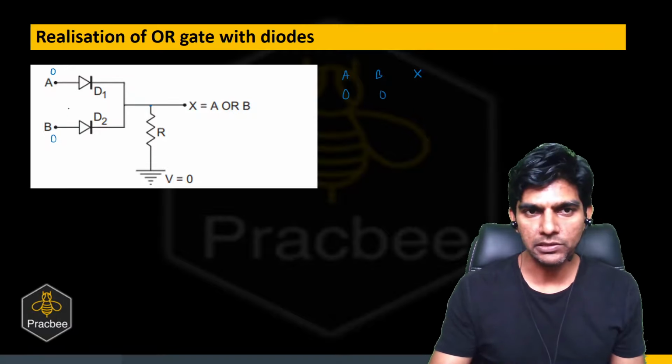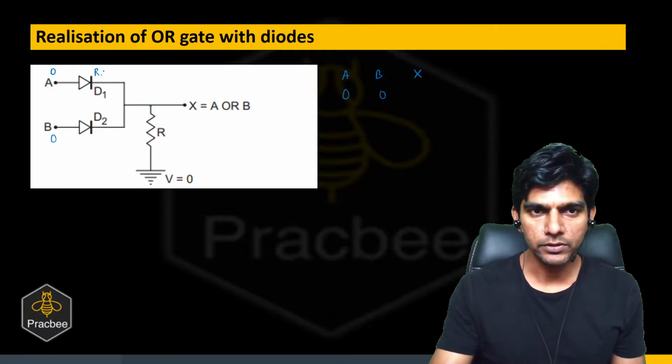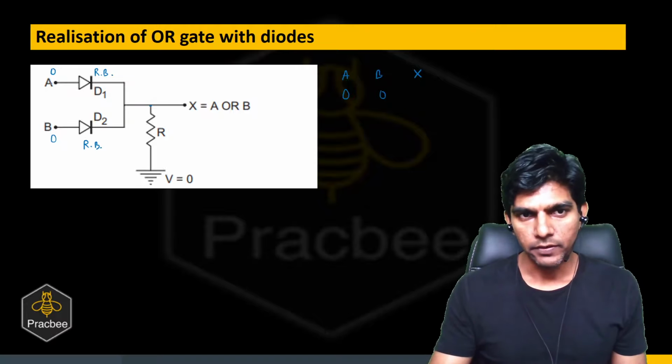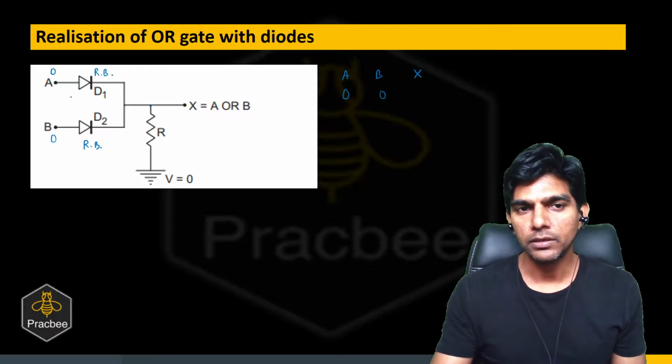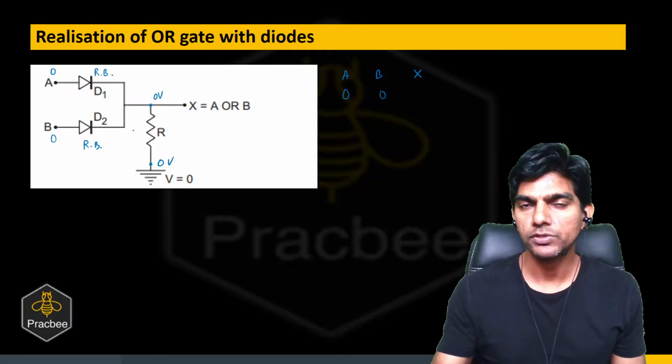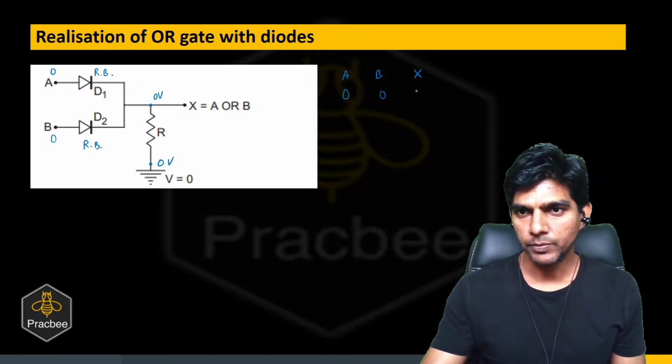If A is low and B is low, both these diodes will be reverse biased because the P side is connected to the low potential. If that is the case, we can say there will be no current, right? So it will be non-conducting. So the voltage at the output will be the same as 0 volts. So here we are getting 0 volts. So we are getting a low signal. So it will be 0.